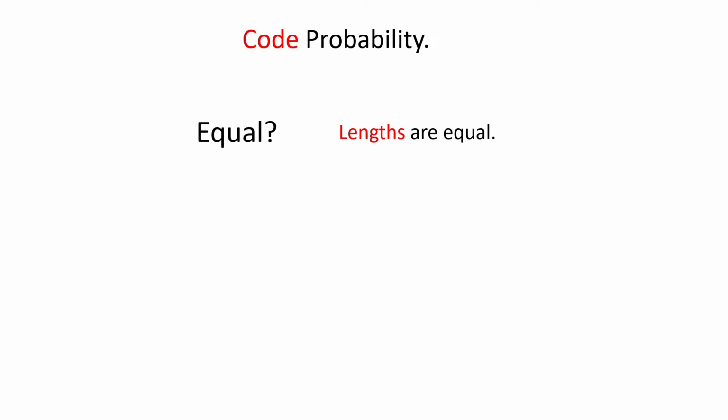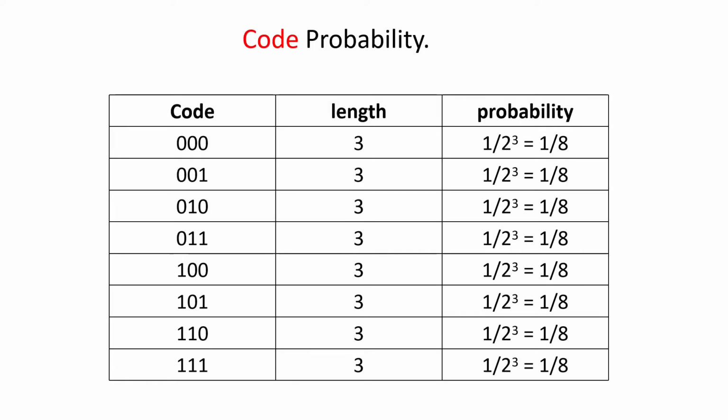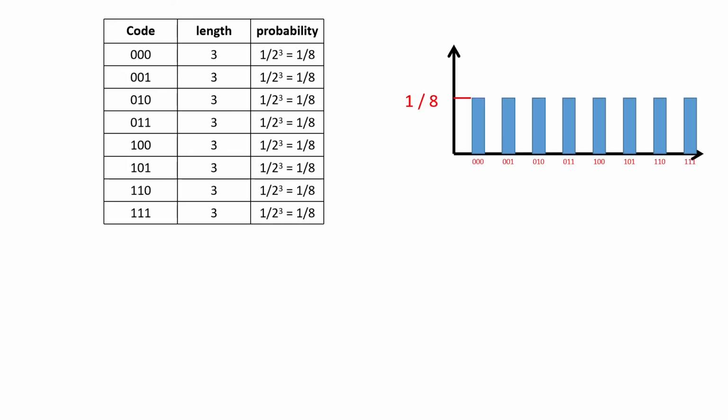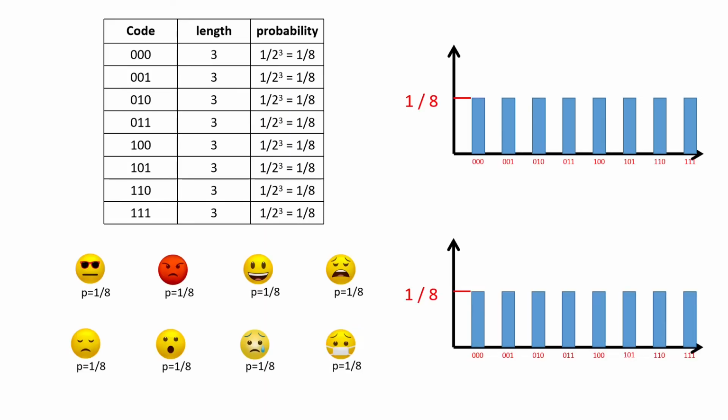So always remember the individual digits in the code, that is zeros and ones in any code, for example 011, don't matter. What matters is the length of the code. Since all the codes 000 to 111 were all of length 3, they had equal probabilities. And in the initial case, all the emojis also had equal probabilities. So this is the important part here.